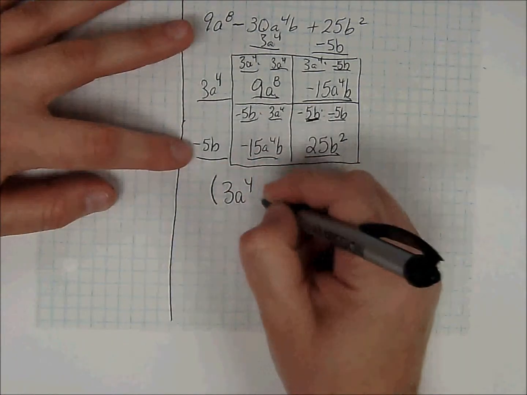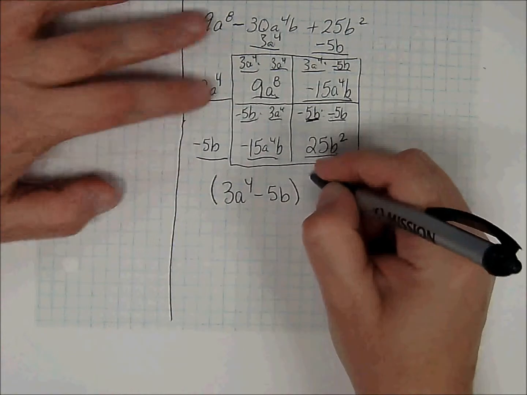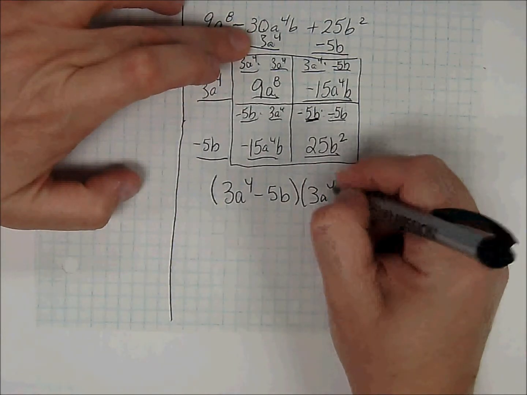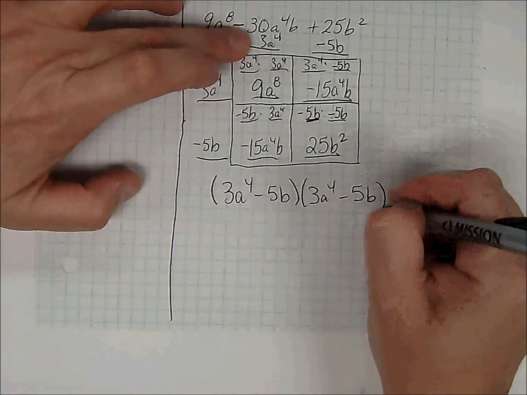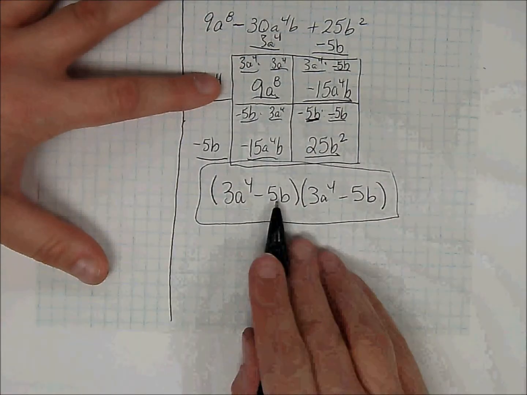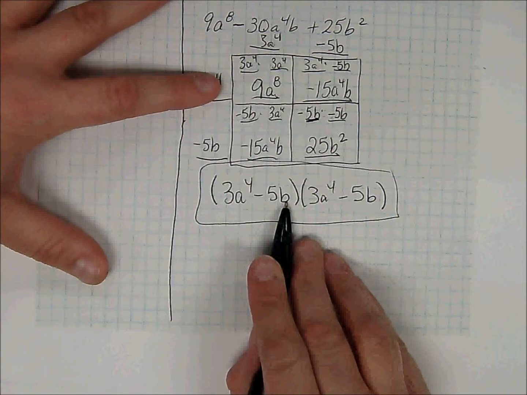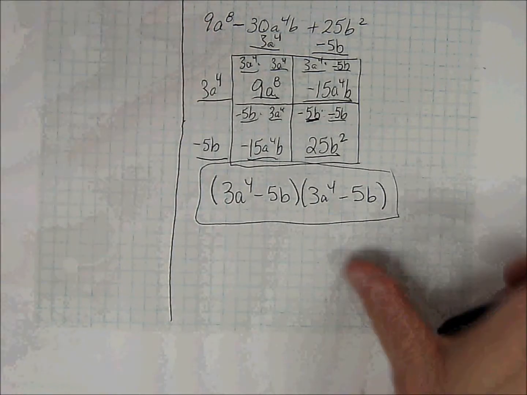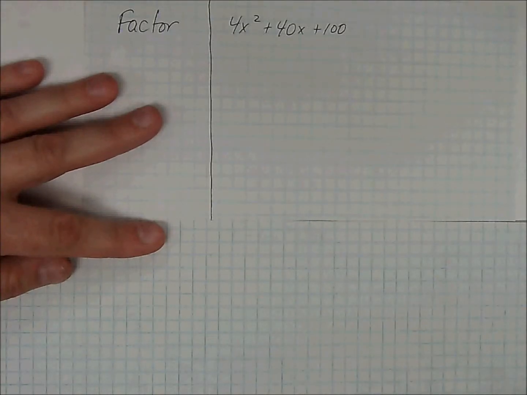3a to the 4th minus 5b. 3a to the 4th minus 5b. And I've checked it. They're not differences of 2 squares because I can't make 5 or b a square or 3. So I'm good right there. What can I take out of all 3?